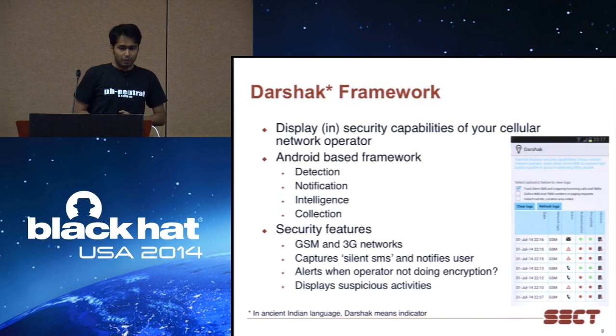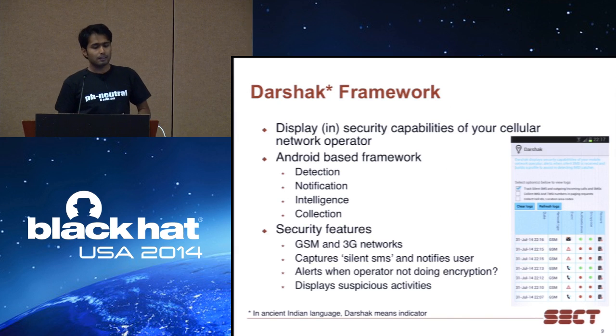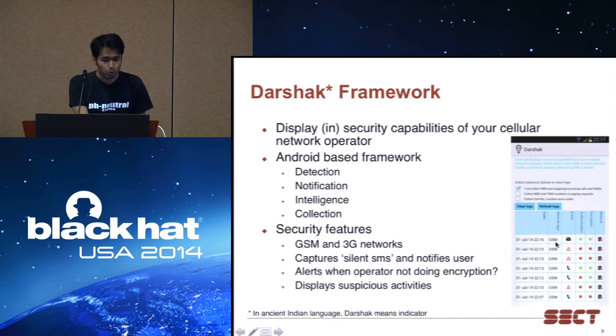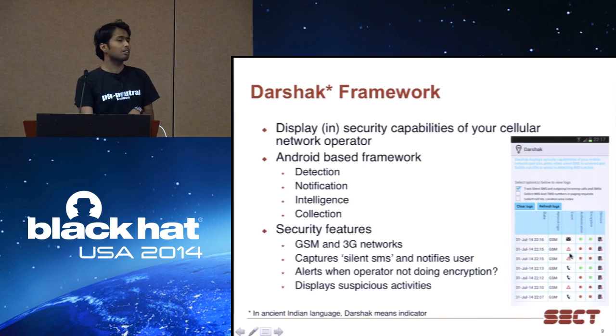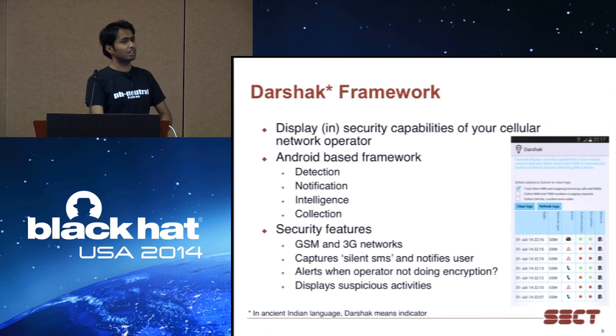So what is this framework? First, it displays the security capabilities of your mobile network operator. On the right side, this is just a highlight. Last time I made a call on GSM, I sent an SMS. So was it really encrypted? It gives me a legend, a green symbol. It was really authenticated. It was encrypted. This was an outgoing call. Then we have this explanation. This mark is about the silent SMS. If somebody sent me a silent SMS, it shows all the legend.